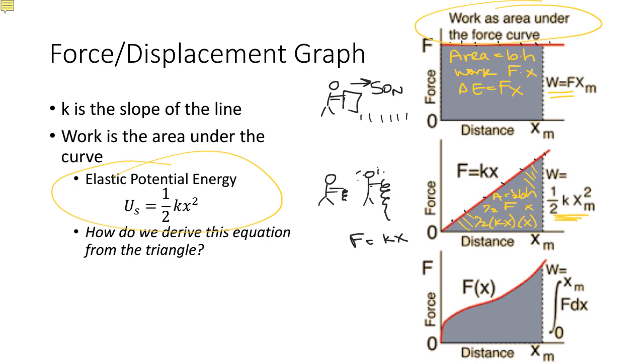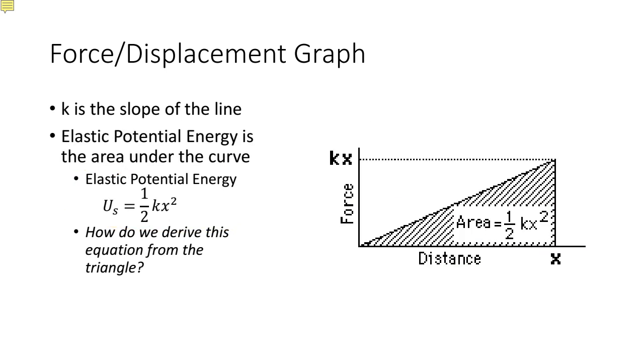These are the two most common methods of determining work. If you have a variable force and your graph looks like this, you would have to use calculus to determine the amount of work or energy. So in summary, since this axis is force, or kx, and this axis is distance, or x, we can say that the area under the curve is 1/2 kx squared, which is equal to the elastic potential energy stored in the spring.